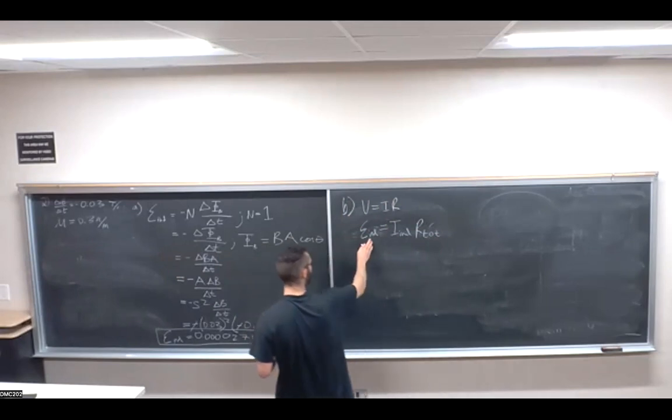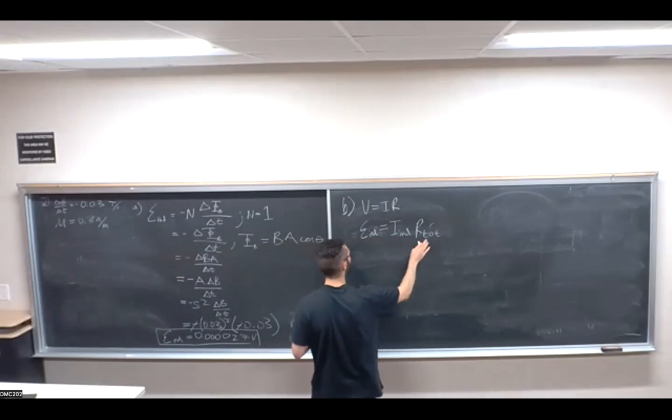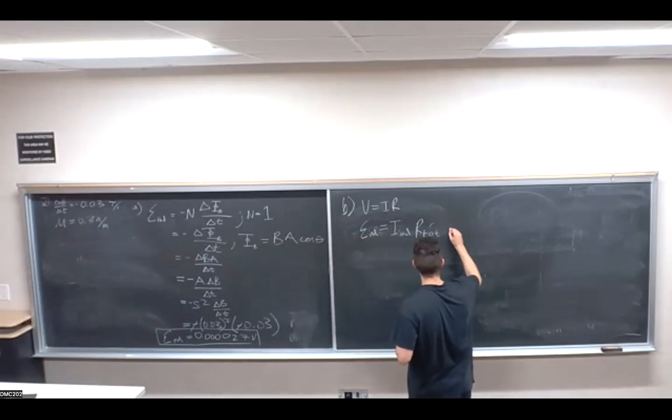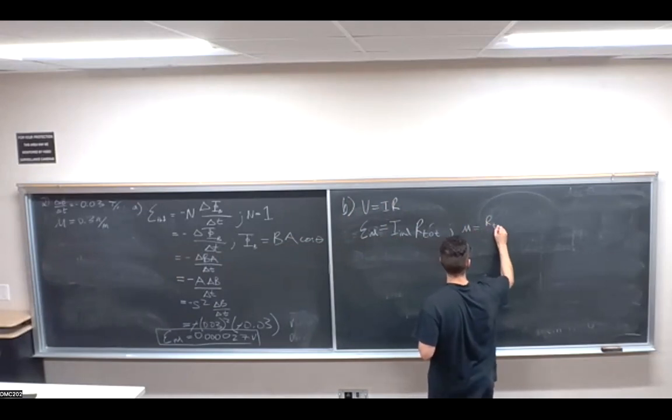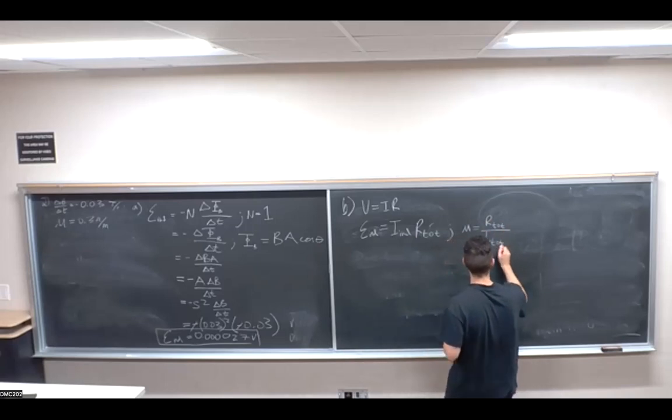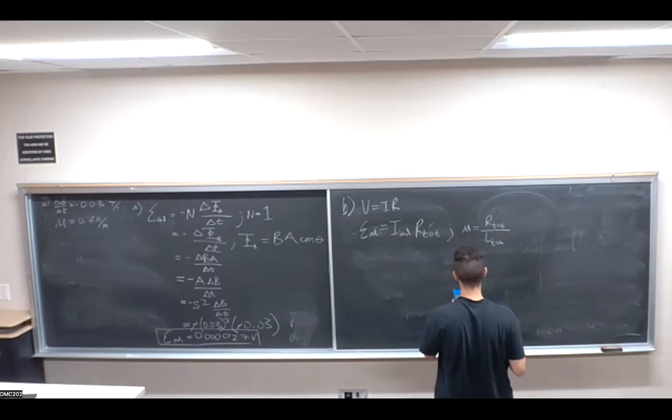We know the induced EMF. We don't know I induced. That's what we're solving for. And we don't know R total. But what we do know is the resistance per unit length. So if we take that mu, that's equal to the total resistance divided by the total length, right? So now we can make an adjustment to solve for our total.